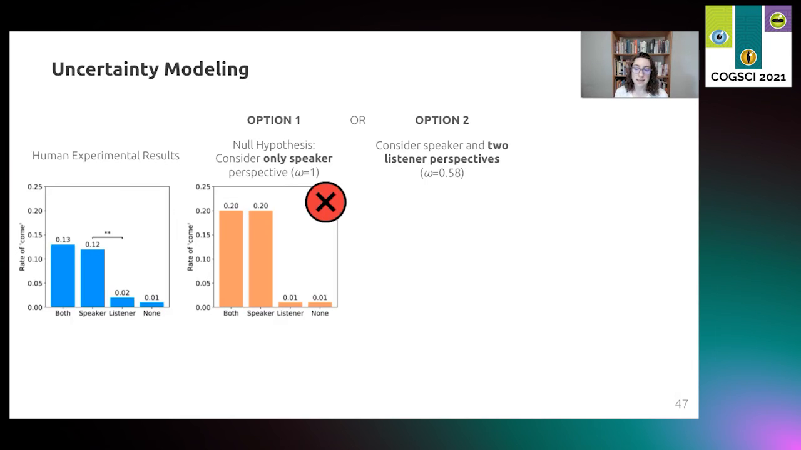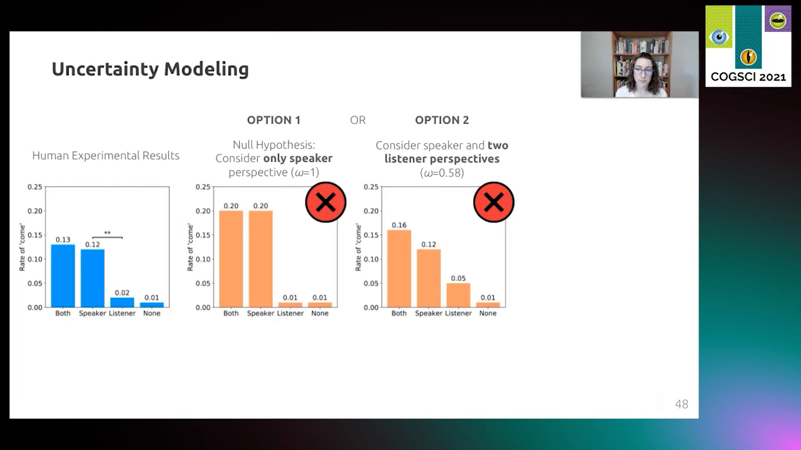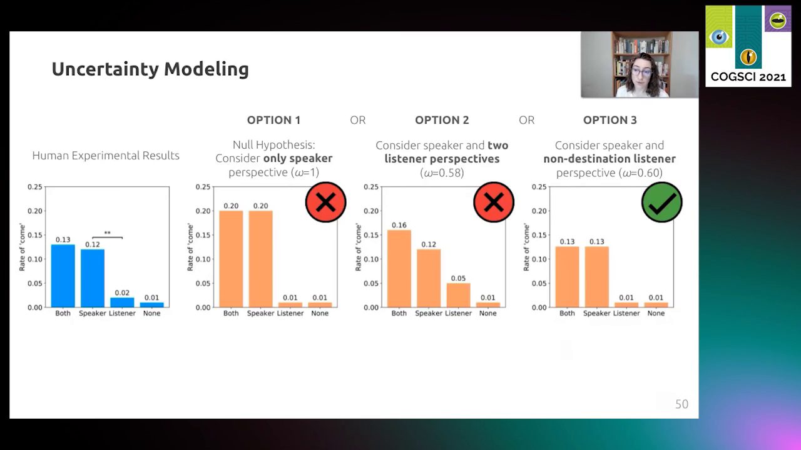First, we model a speaker that takes both possible listener locations into account and assigns them equal weight. Although this seems to fit the data better than the null hypothesis model, it predicts differences between the both and speaker conditions and the listener and none conditions, which isn't consistent with the significance testing results. The last model we consider is one where the speaker ignores the possibility that the listener might be at the destination, and instead focuses on the possible listener that is not at the destination. This would explain why we don't find differences between both and speaker and listener and none. And with this model, we find an extremely strong fit to the data.